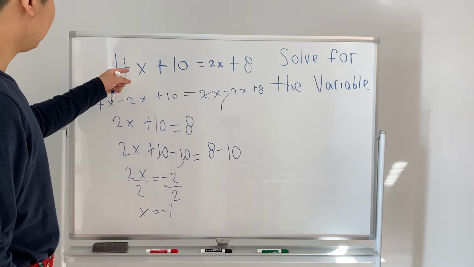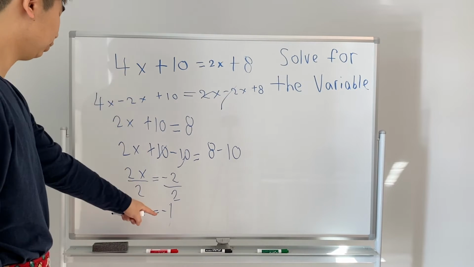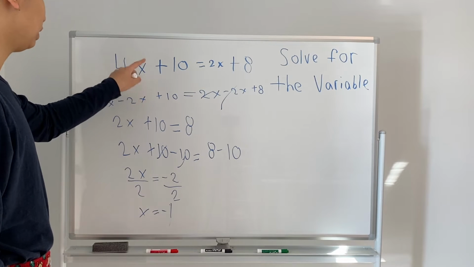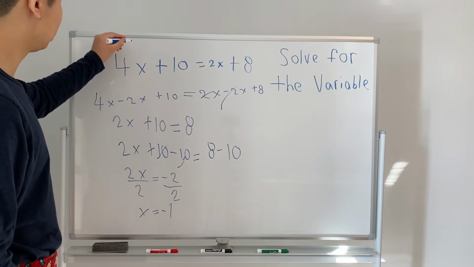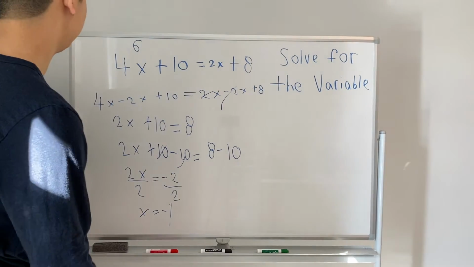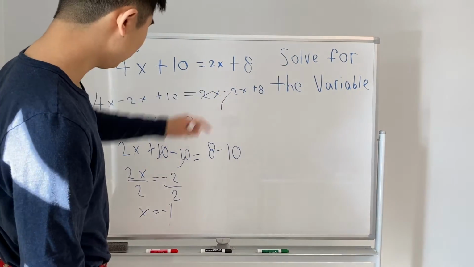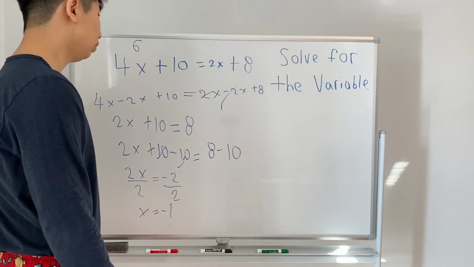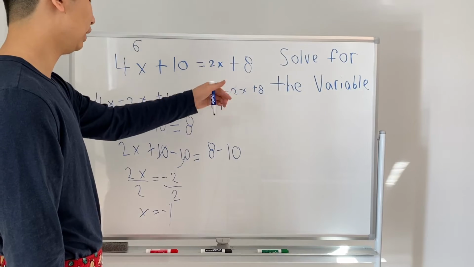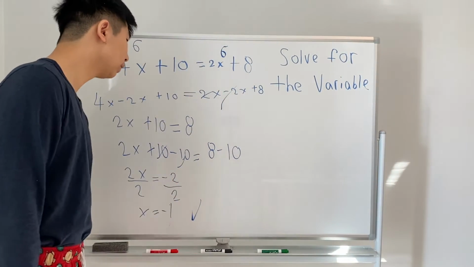So 4 times negative 1 is negative 4, because we're using this negative 1 for the x. Negative 4 plus 10 is 6. So therefore this side should also equal 6. And if it does, we know negative 1 is the answer. So 2 times negative 1 is negative 2. Negative 2 plus 8 is 6. So therefore we know this is correct.